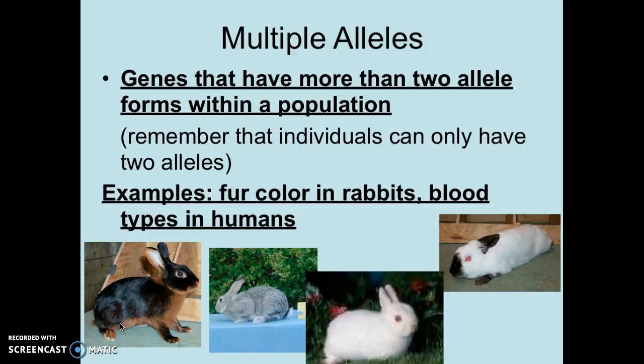But it's always important to remember that each individual, each organism, only has 2 alleles, one coming from their mother, one from their father. So here's an example on the slide of different types of rabbit fur. And also, as I said, our blood types show this type of inheritance pattern.